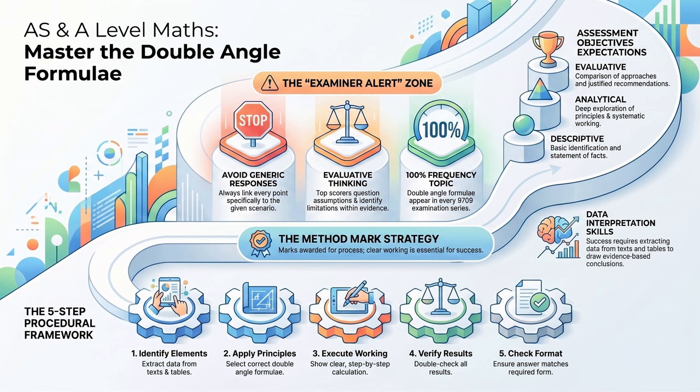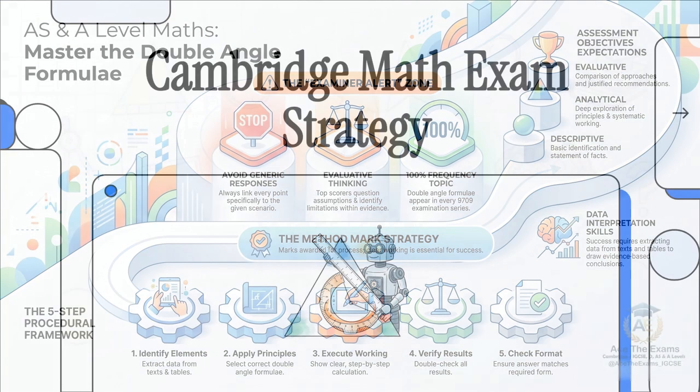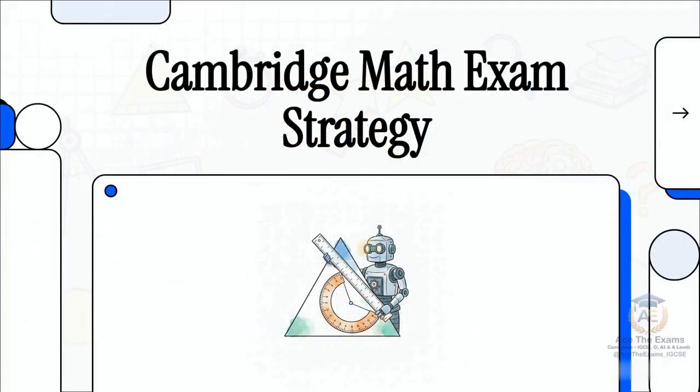Listen, mastering trigonometry double angle formula is absolutely essential for your Cambridge Mathematics AS and A-level success. We are talking specifically about syllabus code 9709 here. And you might be wondering, why focus so heavily on this one specific area? Well, because this topic appears in virtually every single examination series. It's literally unavoidable. You cannot hide from it, and honestly, you really shouldn't want to.